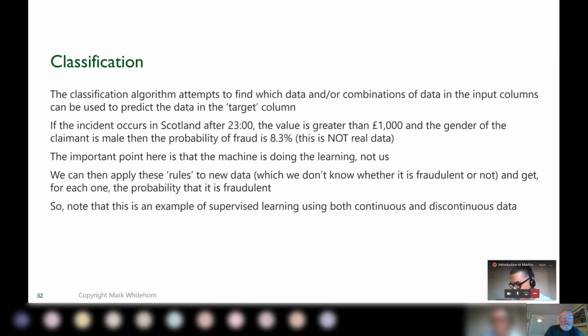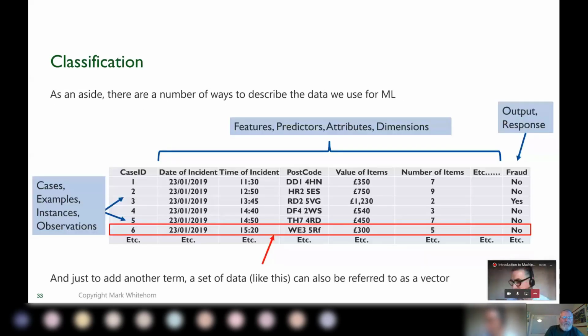So classification looks for patterns. It will look at this column and this column and say, well, do you get a lot of fraud where you have a postcode in Dundee, and that's Dundee Post, with high value items? It will look for correlations across the columns.